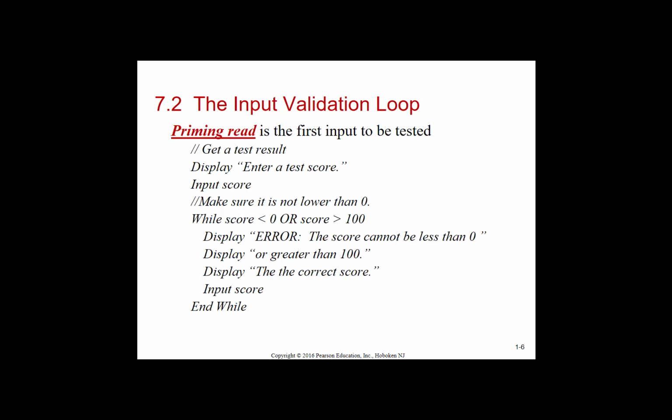A priming read. You have to have a priming read to get the first input from the user. Notice how in this pseudocode that works. You're doing the display for them to enter a test score, and then you're getting the score. Then inside your loop, you're checking that first score that they entered in the priming read. If it's less than 0 or greater than 100, then they're going to display an error and then get the input score again. Go back up to the while loop. Check it again. If it's still invalid, they'll stay in that loop until they enter 0 through 100. Any number from that will be correct.